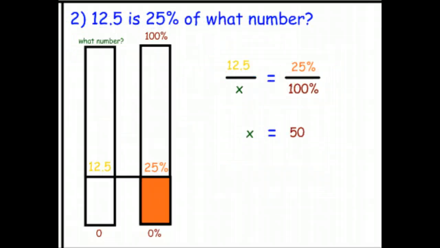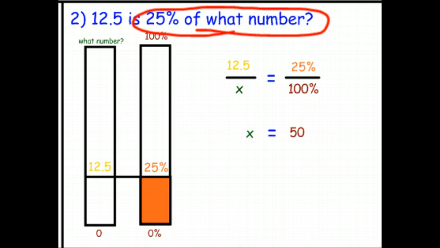For number 2, we're looking at the same thing. 12.5 is 25% of what number? Because we're taking a percentage of a certain number, our unknown is going to be at the top of our bars. So we know our 12.5, but more importantly for setting up the bars at the moment is the fact that we know our 25%. Now that we know our 25%, we can estimate where on the bar 12.5 is going to be.